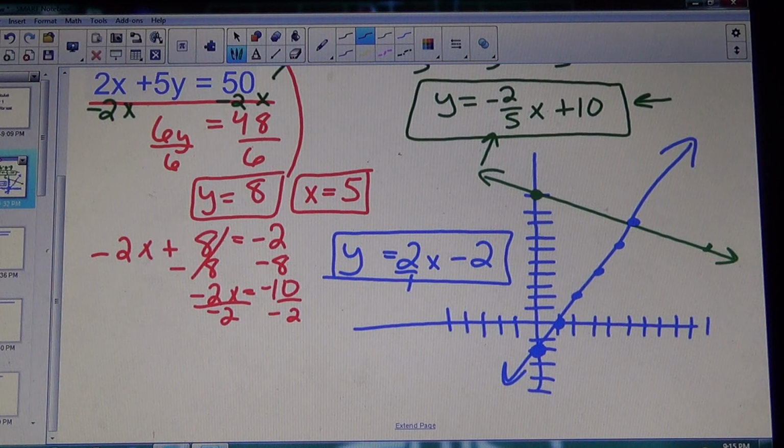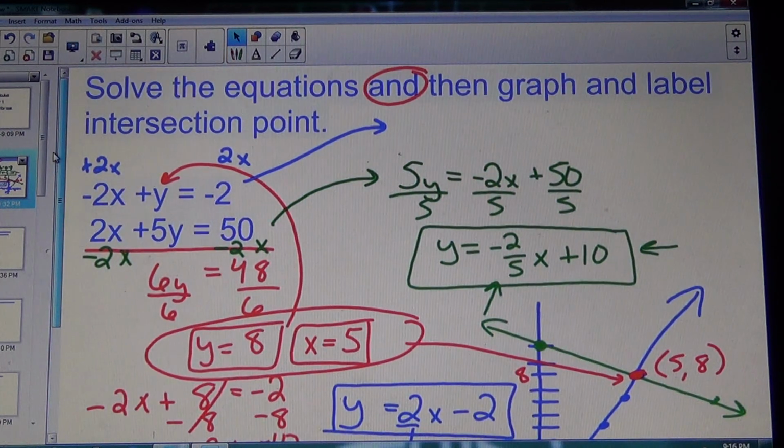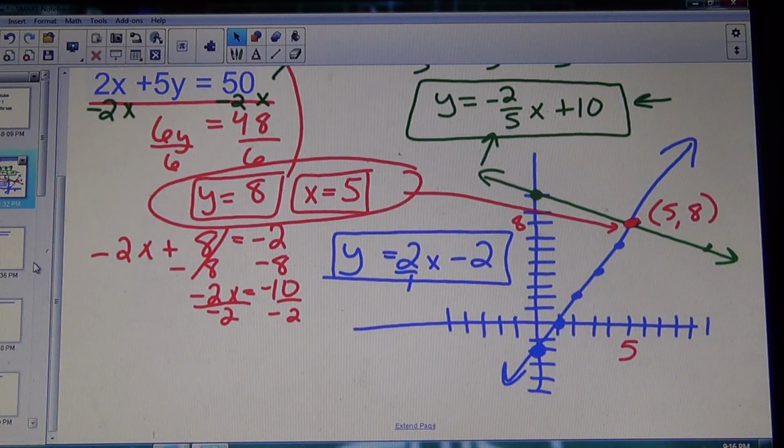And the question is, where do these two lines intersect? If you look, it's 5 over and 8 up, so 5, 8. You guys notice that this point right here matches up to that intersection. So I have now solved that by graphing it and by solving it using algebra. Questions? Alright, next one.